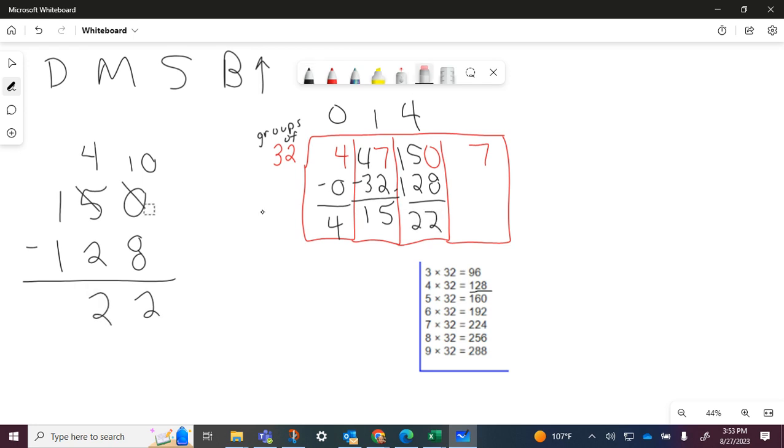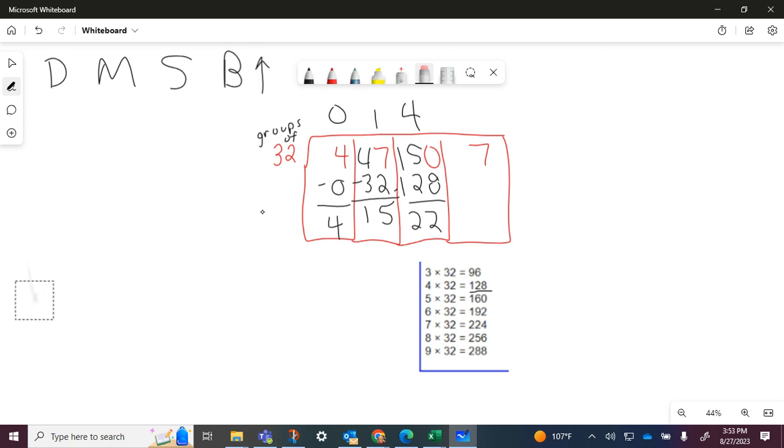Then that 22, after I subtract, I'm going to bring it up. So 22 goes in front. Now I've got 227. So I'm going to come back over here to my list, and I'm looking for where that would go. It would go right here. And so again, I can't do 8 groups because I would need 256. I've got to stop at 7 because I have enough. All right, so 7 goes on top.